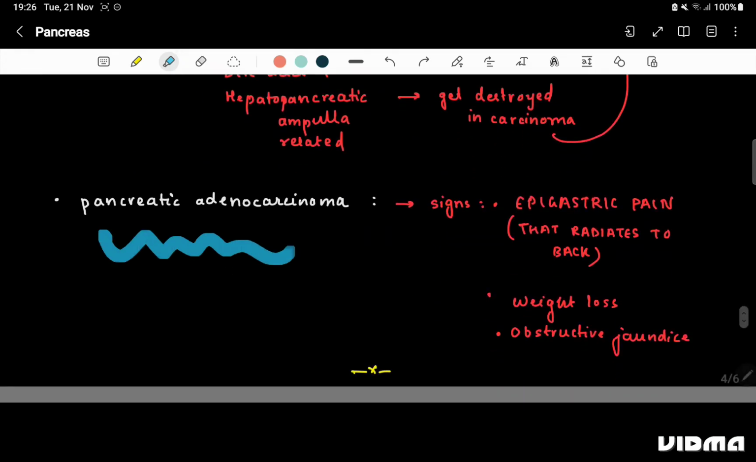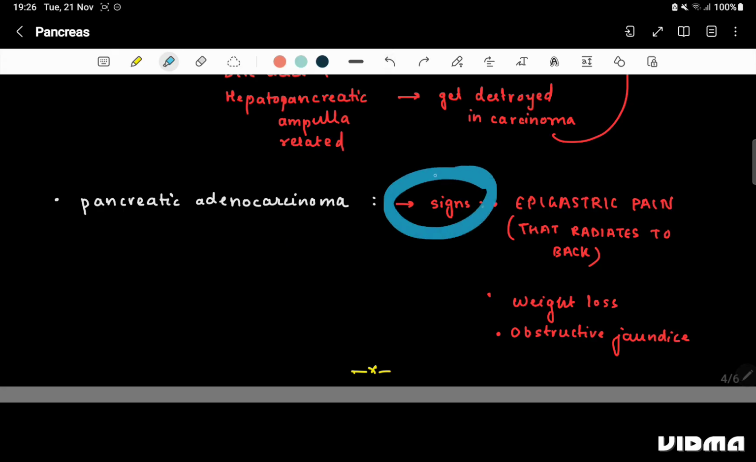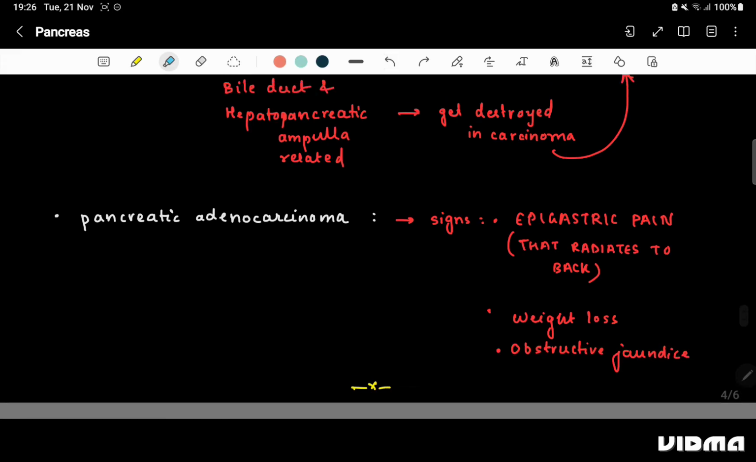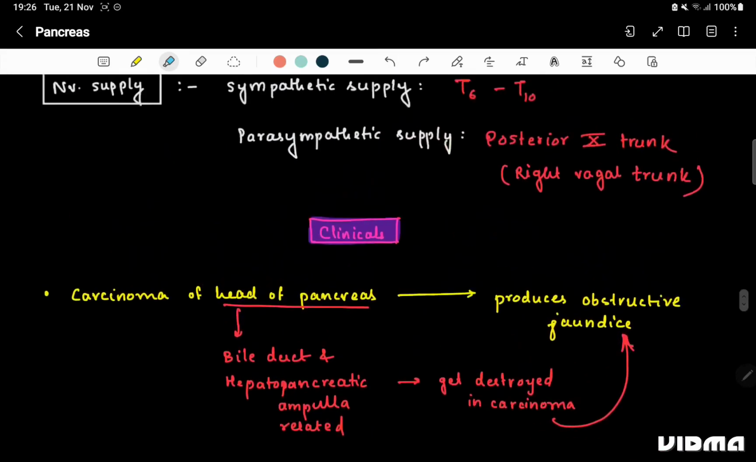And pancreatic adenocarcinoma, what are the signs: epigastric pain which radiates to the back, weight loss, and obstructive jaundice. These three signs are the signs of a pancreatic adenocarcinoma. Talking about this, let's discuss the next topic.